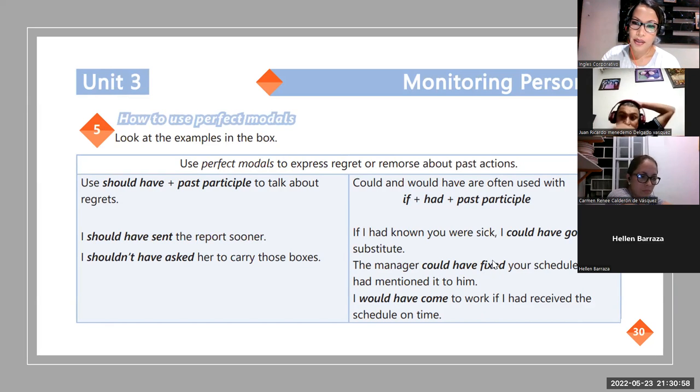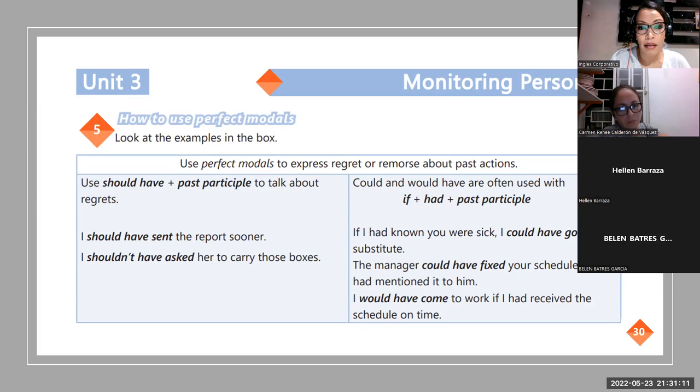The manager could have fixed your schedule if you had mentioned it to him. Esa es la diferencia en cuanto a puntuación. ¿Sí? En el módulo anterior parece que hacíamos una, pero la uníamos con if. Algo similar son, ¿verdad? Sí, se llaman condicionales. Y la if clause, también le llamaban if clause, ¿verdad? Cuando la cláusula que lleva el if está al principio, se separa de la otra por una coma.